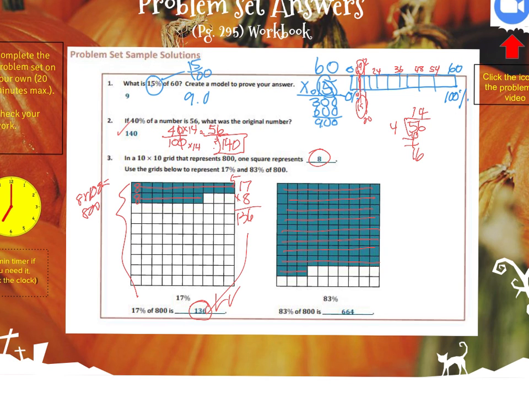So now over here, I take my 83, and I know the value of each of those is 8. So 83 times 8: 8 times 3 is 24, carry my 2, 64, 65, 66, 664. So that checks out, just so we know the why behind it.